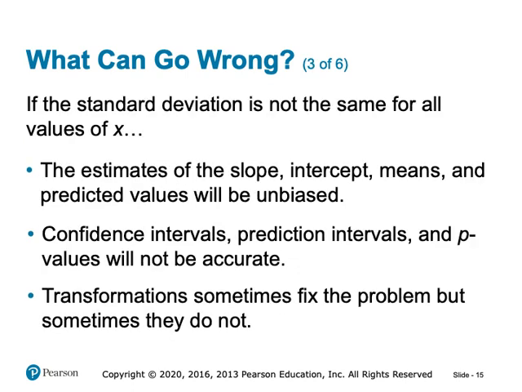Another potential issue that can arise in regression analysis occurs when the standard deviation is not the same for all values of x, a condition known as heteroscedasticity. Let's break down what can go wrong in this situation. 1. Unbiased estimates. Even if the standard deviation of the errors is not constant across all levels of x, the estimates of the slope, intercept, means, and predicted values will still be unbiased. This means that, on average, these estimates are correct, and there is no systematic overestimation or underestimation.